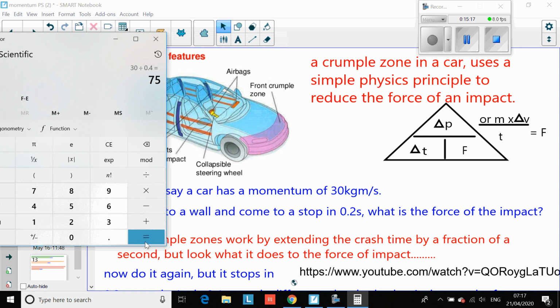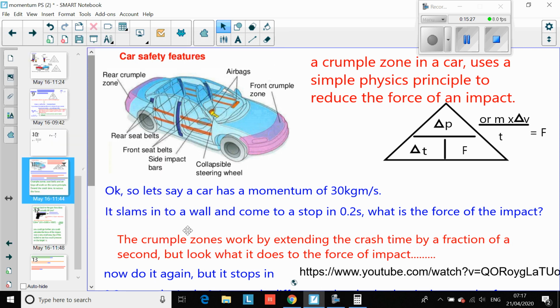Okay, 2/10 of a second. By adding 2/10 of a second to the crash, I've halved the force of the impact. And this is how pretty much all of these safety features are designed to work. They are designed to extend the time of the crash, because if you can stretch out this factor here, the force becomes less. So all of the car's safety features, pretty much every single one, is designed to extend the time of the crash just slightly to reduce the force of the impact.